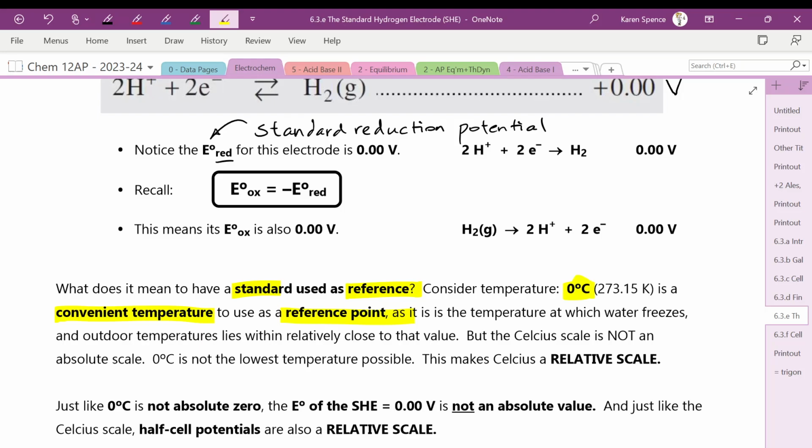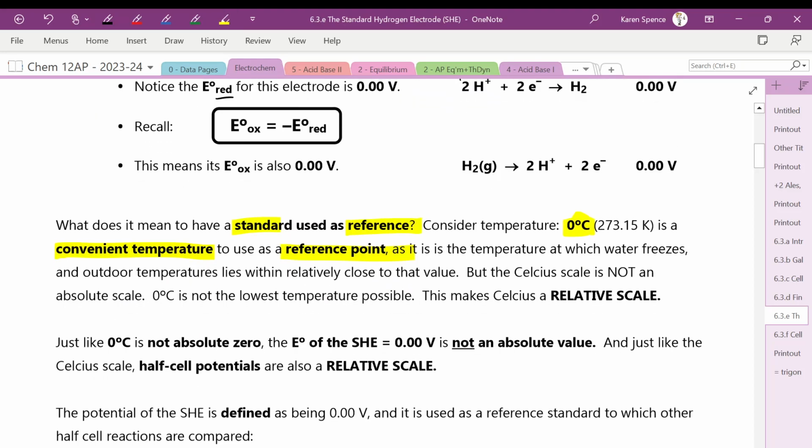Is 0 degrees Celsius an absolute value? Is 0 really 0? No, because we can go below that. We have negative values, yes? So the Celsius scale is not an absolute scale. It is a relative scale. Things above the freezing point of water have a positive value. Things below the freezing point of water have a negative value.